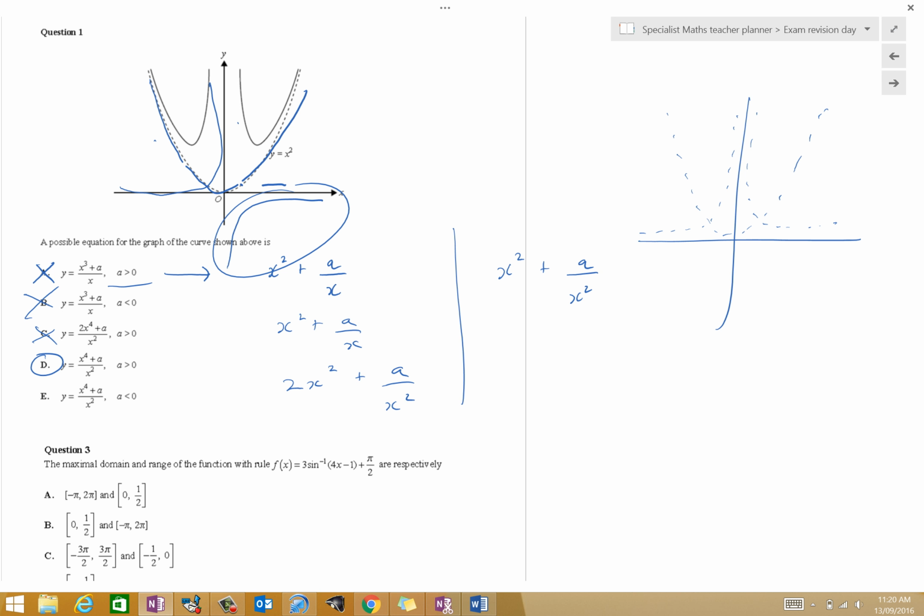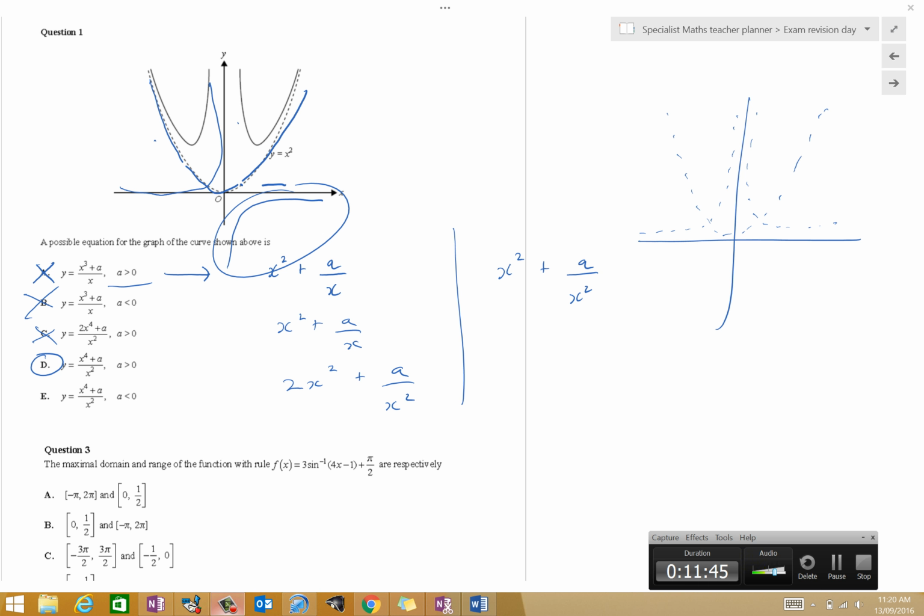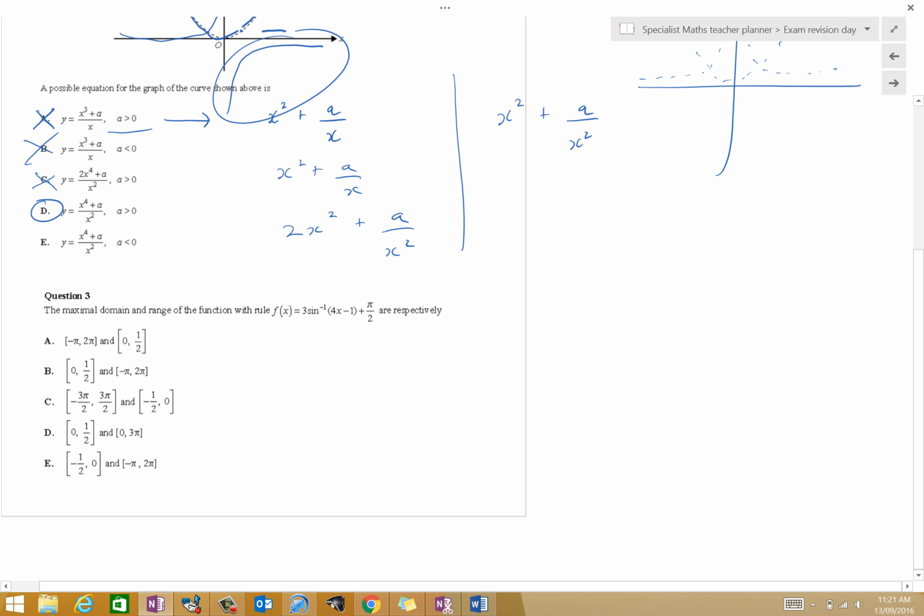Caleb? Why can't it be C? Here, for starters, it says the maximal domain and range. So what I'm going to do first of all is work out the domain. 4x minus 1 has to be between 1 and minus 1. This is probably the easiest way, and just solve for x.